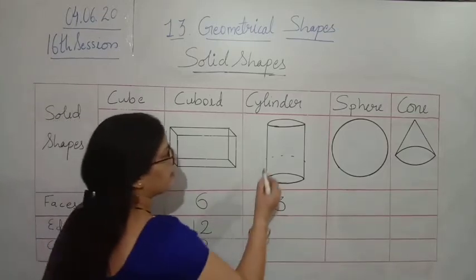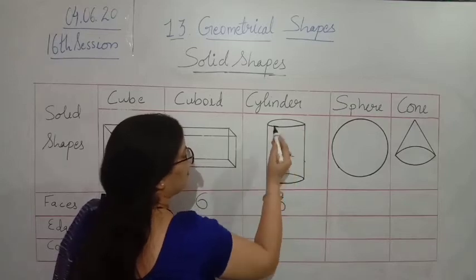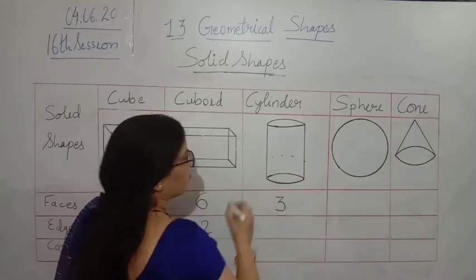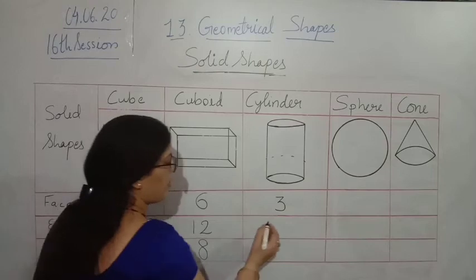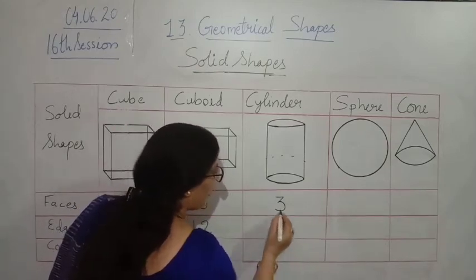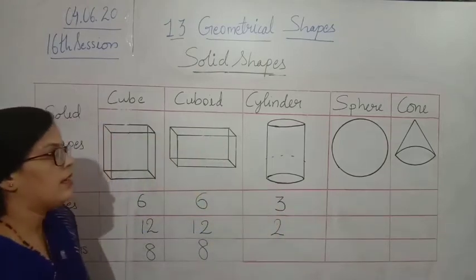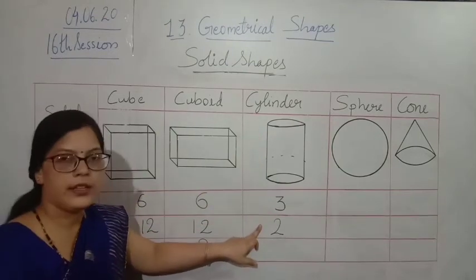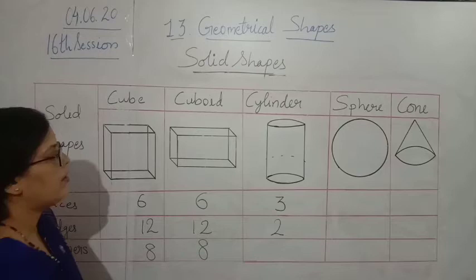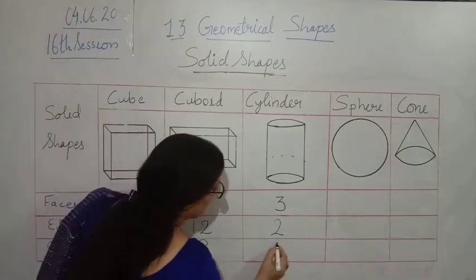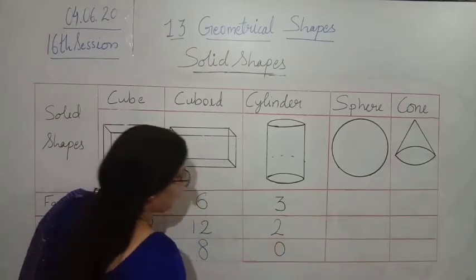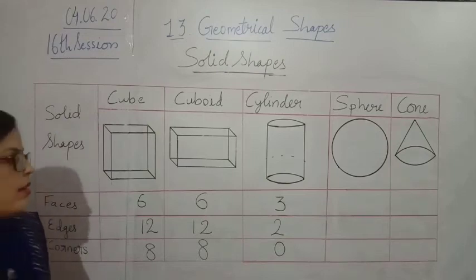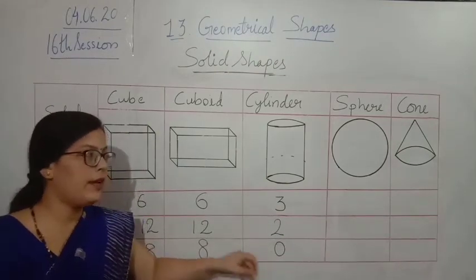Then how many edges are there? One and two. Okay. Cylindrical shape has 2 edges and both are curved. Okay. Cylinder has 2 curved edges. Now there is no corner in cylinder. Okay. Cylindrical shape has no corners. So we write 0.